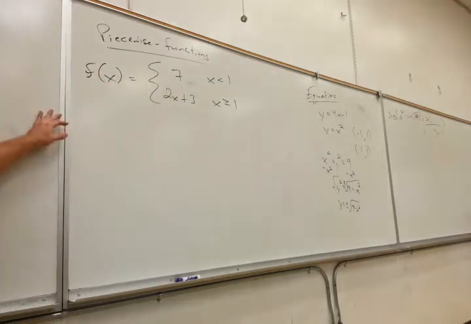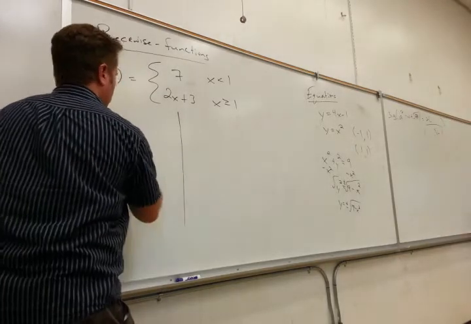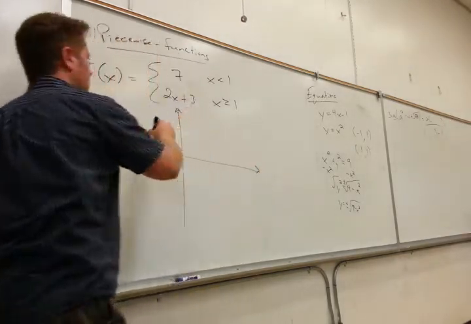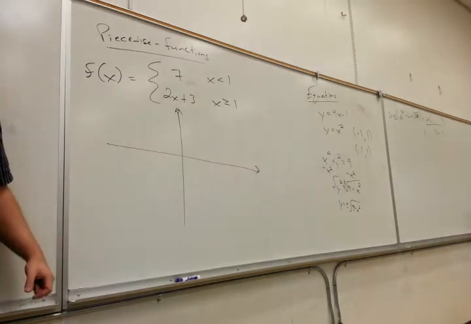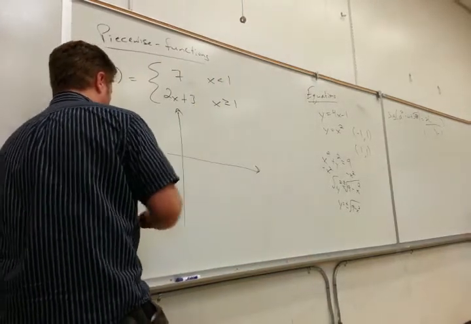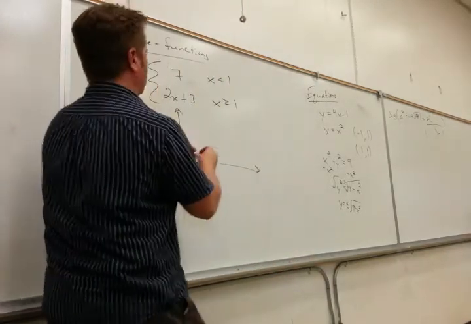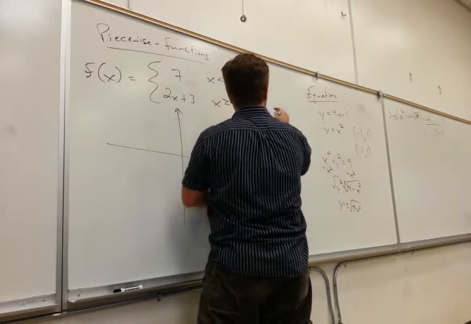But how would you draw this? How would you graph this thing? What seems to be a very important point? 1, because that's where things change. But here is one way you can do this, if you have any trouble with this. This one's almost too simple for this, but let's say this.